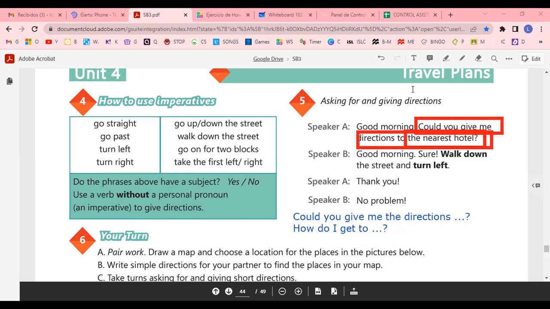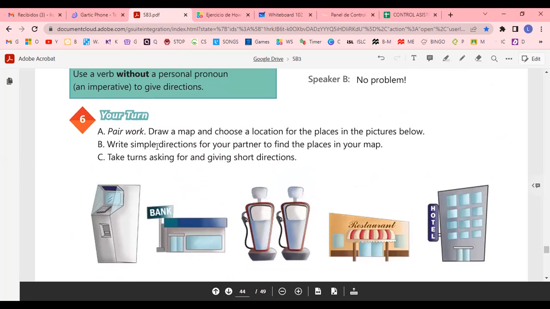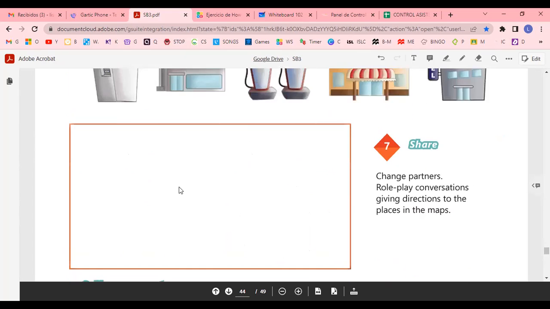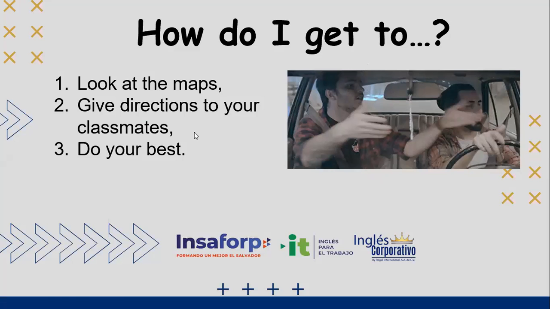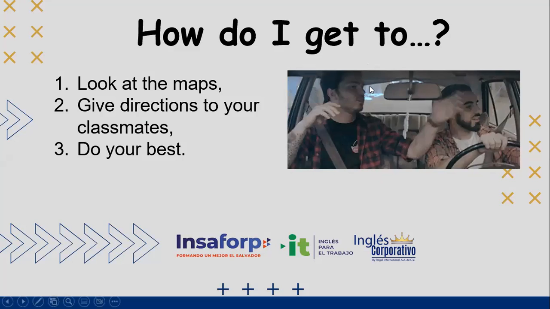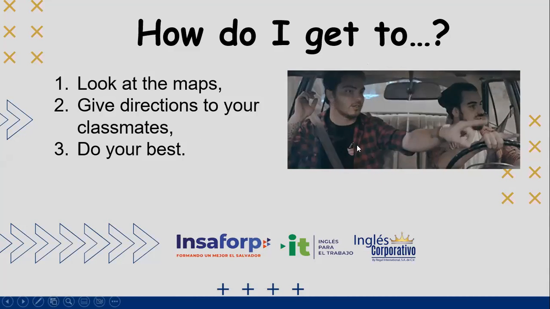And then, draw a map, choose a location. Okay. Now, first, before we do that, antes de continuar con eso, vamos a hacer una práctica here. How do I get to? Okay. So here we have some maps. Vamos a ver unos maps. Es exactamente así como el de camisa, bueno, el de camisa cuadriculada de rojo es, it's me, giving directions.